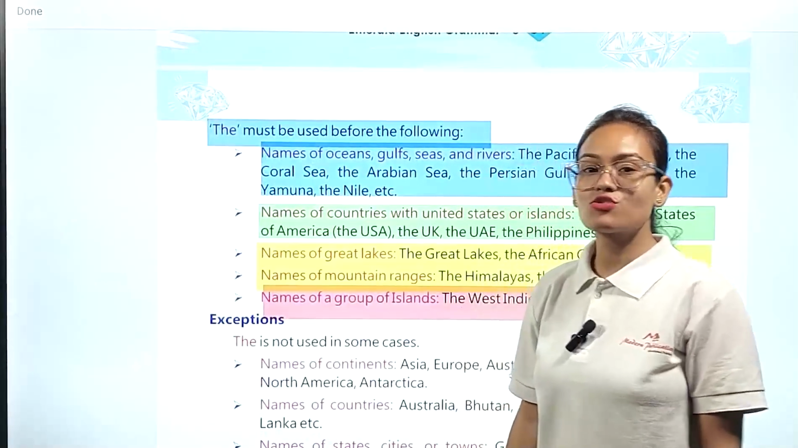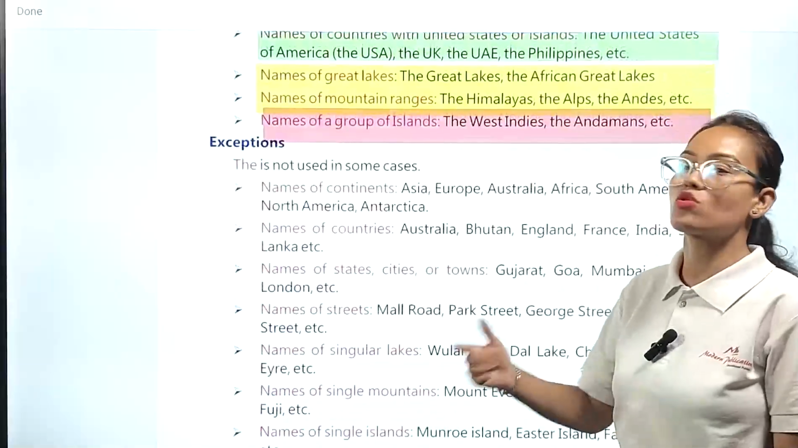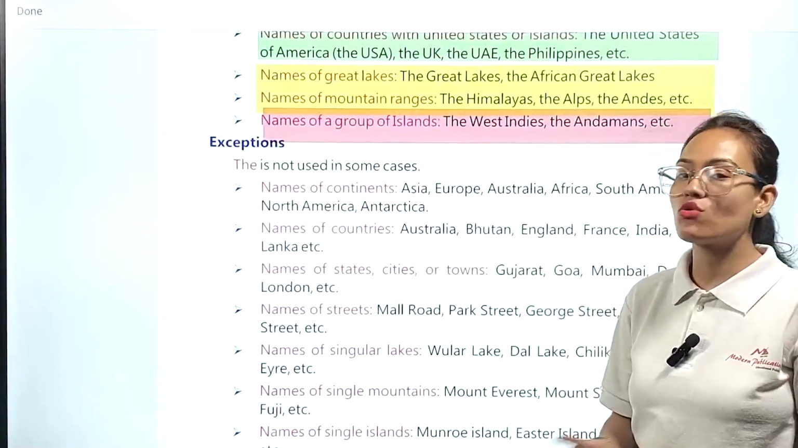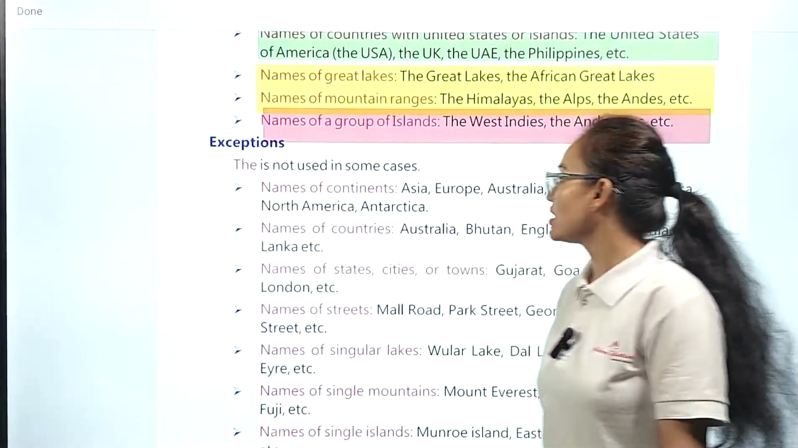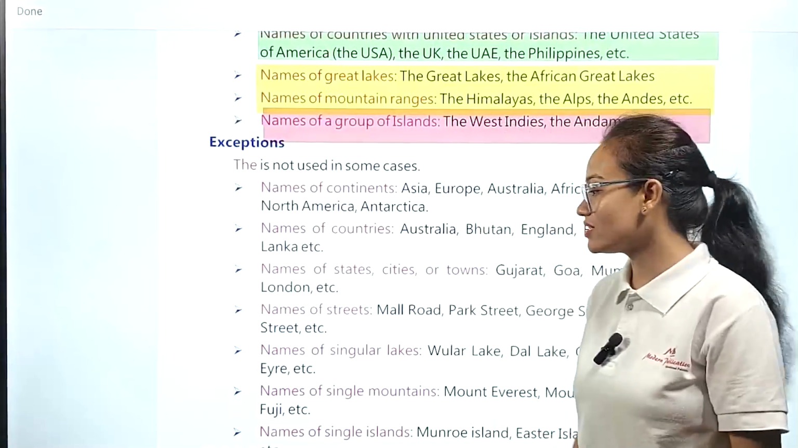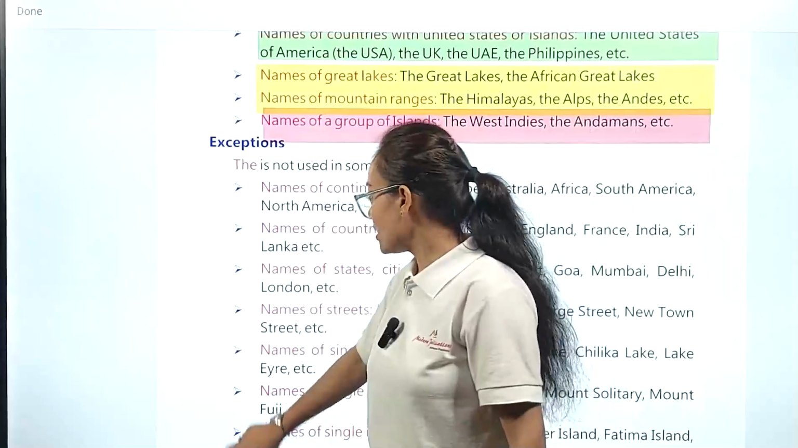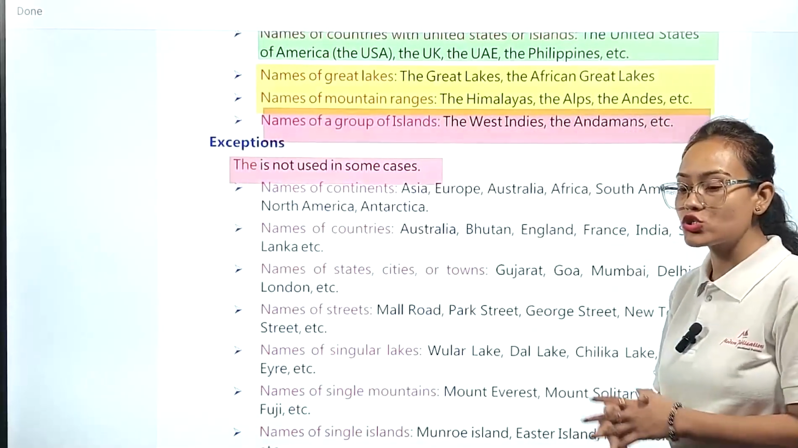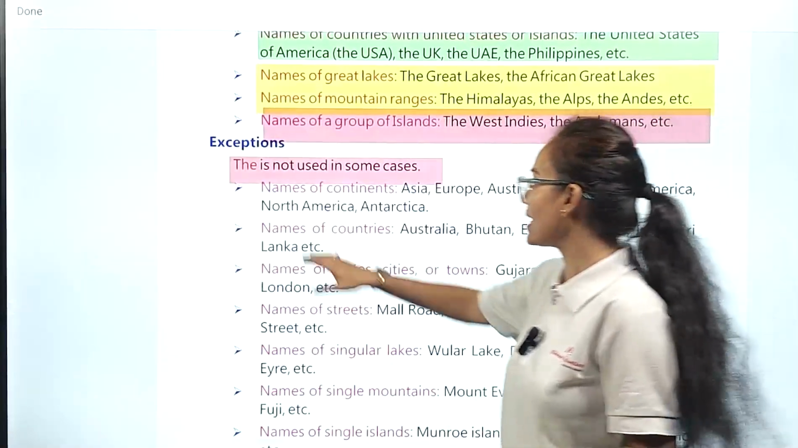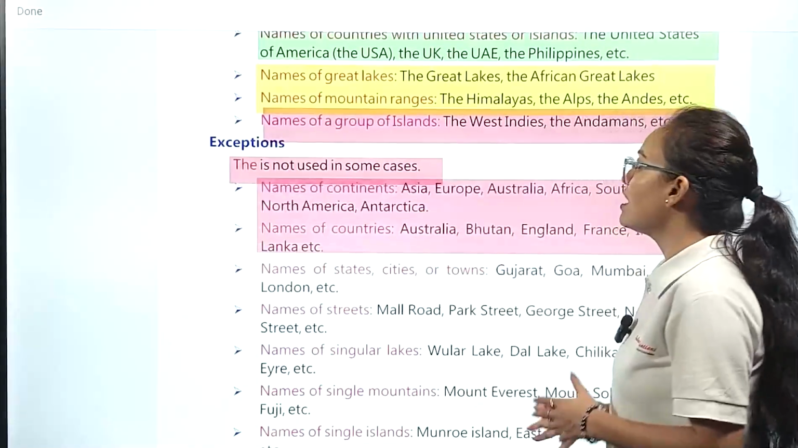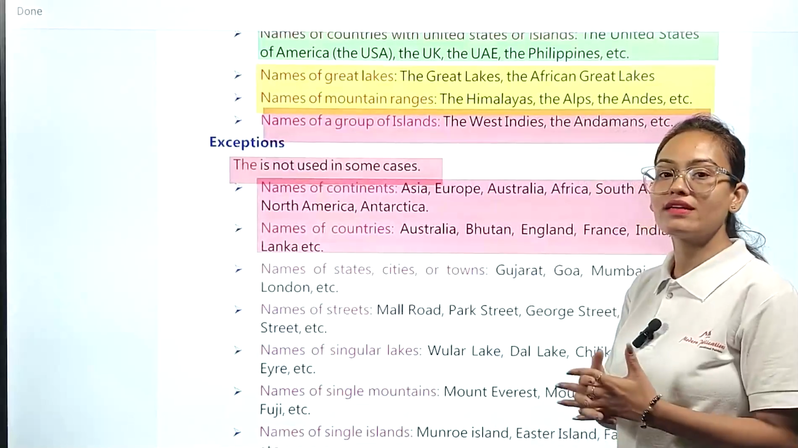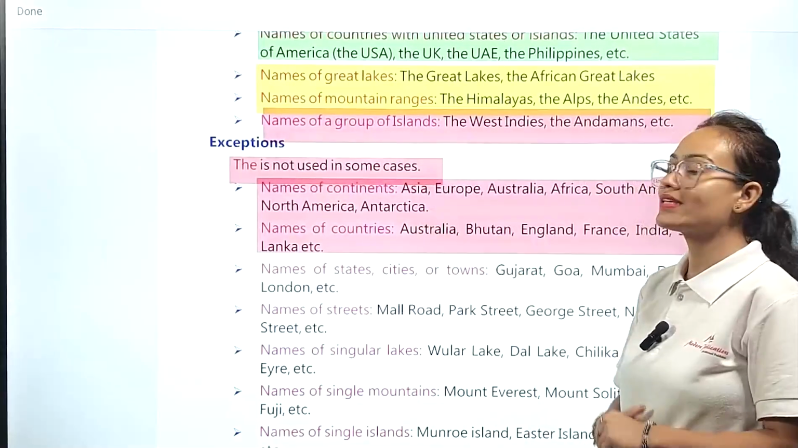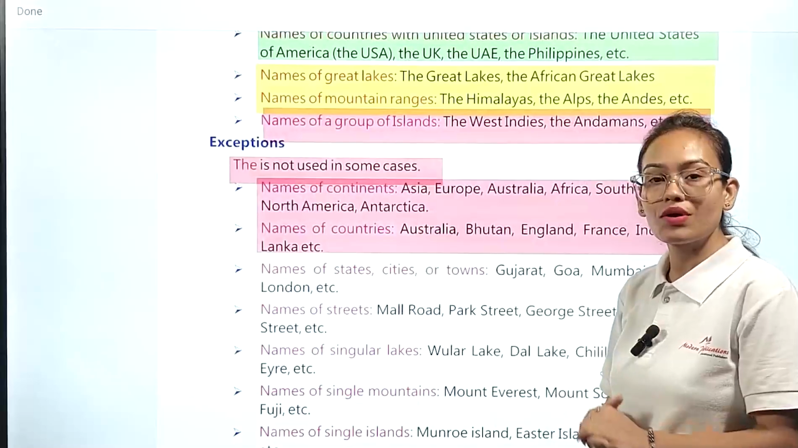But my dear student, there are some exceptional cases also, where we don't use any kind of article. Like, we don't use the. You can see here, the is not used in some cases, like names of continents. Okay, my dear student, whenever you are calling the name of a continent or the name of a country, we are not going to add the.